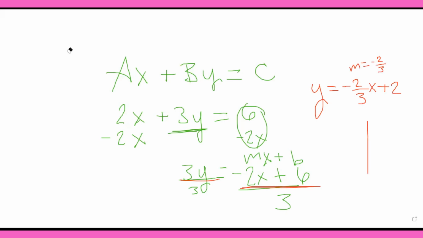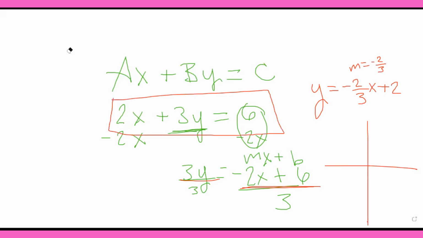So again, if I needed to graph this, so if I were given a standard form, I could still graph it, and the easiest way to graph is to put it in slope-intercept or mx plus b. So again, I can go to my intercept at 2, and in this case, I have a negative slope. So I'm going to go down 2 and to the right 3. 1, 2, 3.